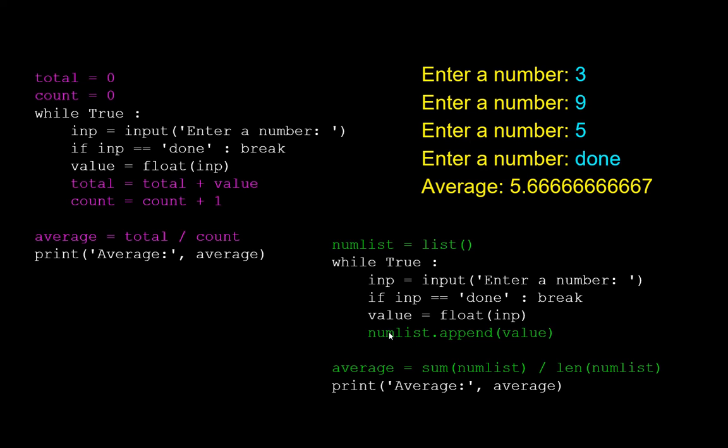So in this case, we are just expanding our list, and at the end we use the sum function upon the num list, and we divide that by the length function of the num list, and that will give us the average. The result of these two pieces of code is identical. The difference here is that we have a list that keeps expanding with the append command.